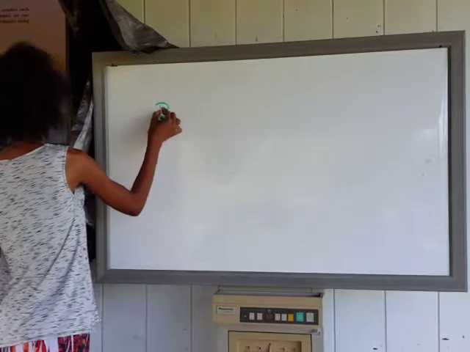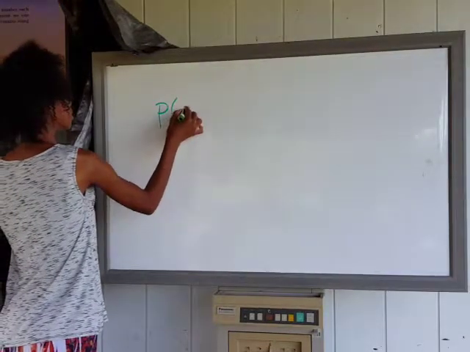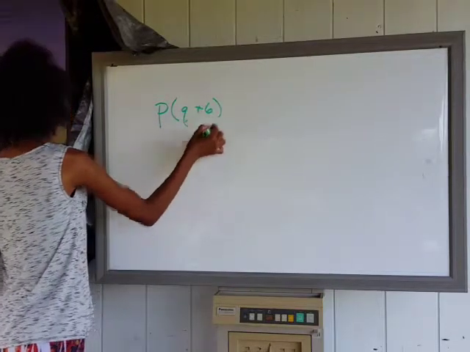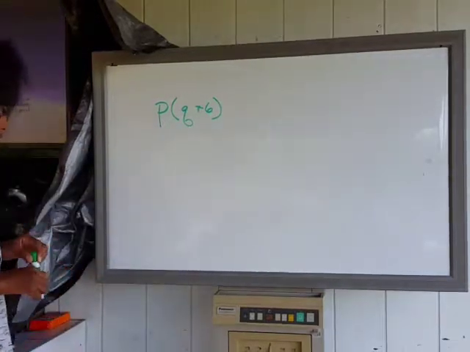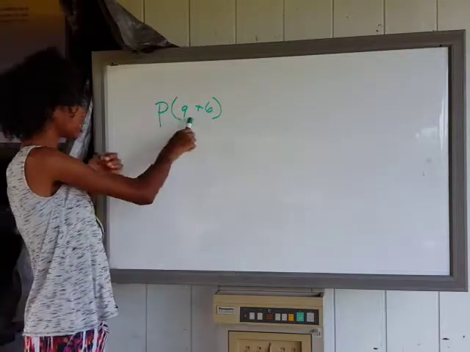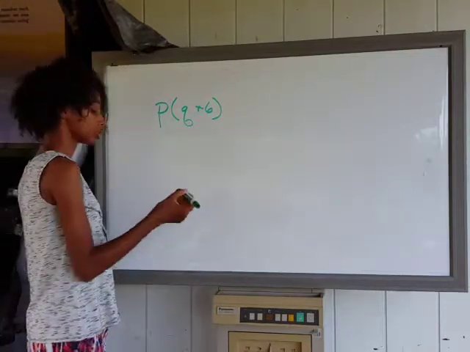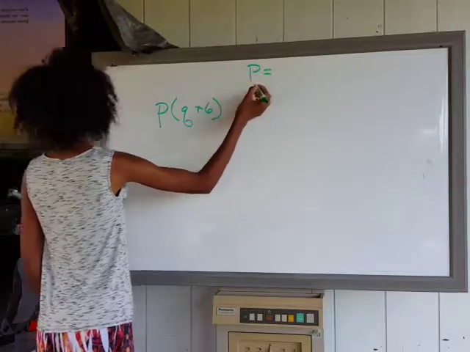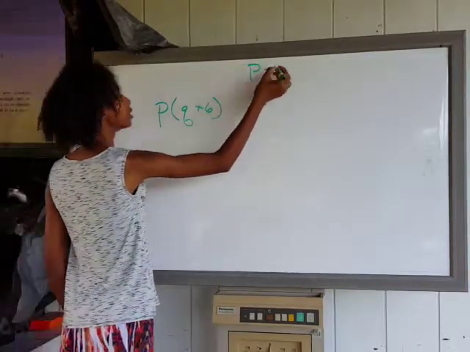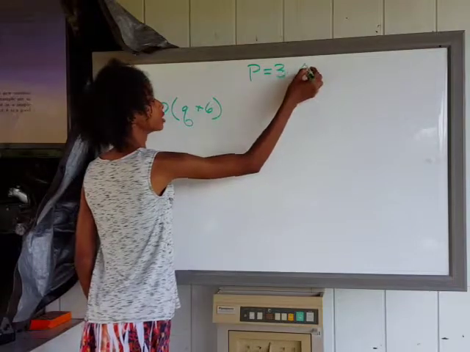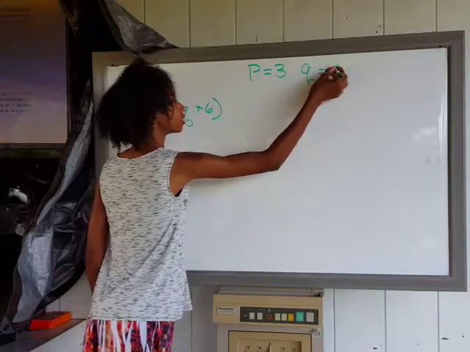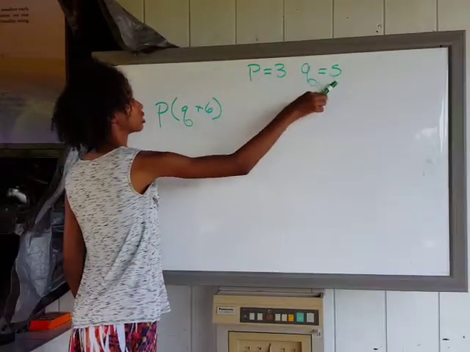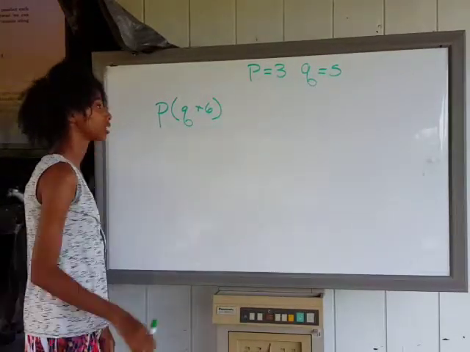Alright, so first example, we have P times Q plus 6. So for the first one, substitution, we have P times Q plus 6. And so, let's say P equals 3, and Q equals 5. So for substitution, all we have to do is take these numbers and plug them in everywhere we see that letter.